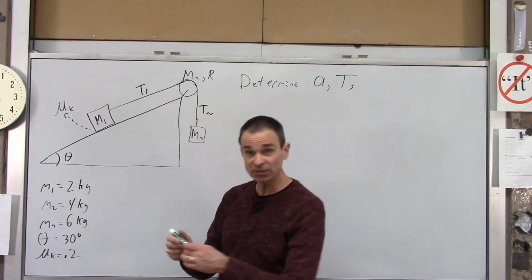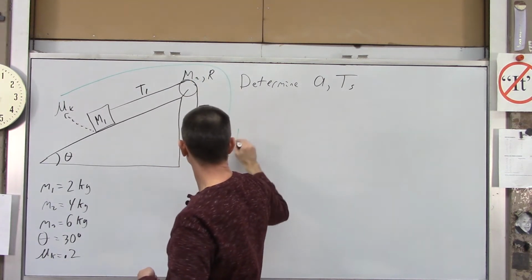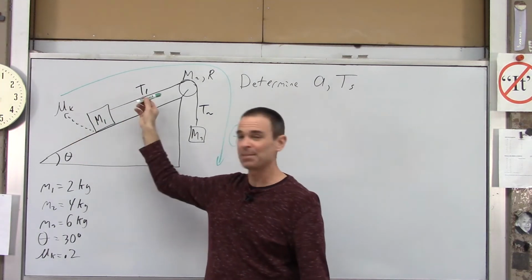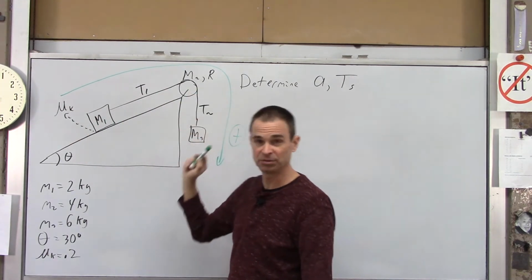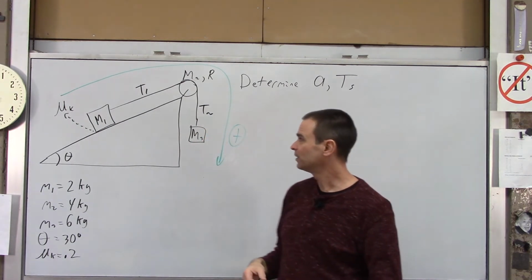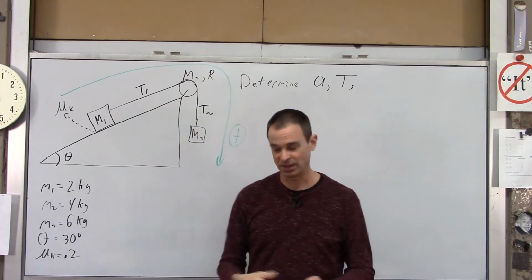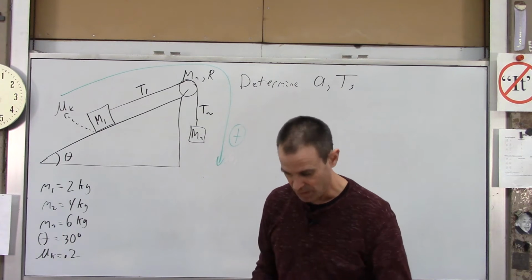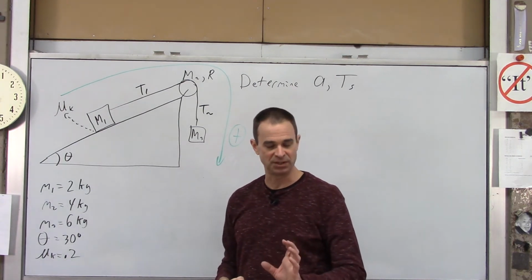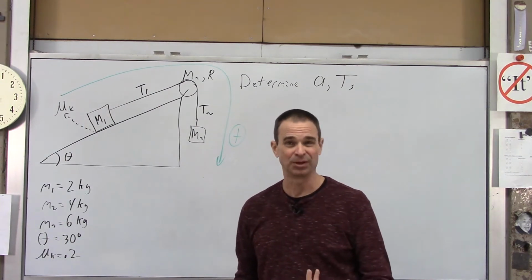So for our system, this is going to be the positive direction, okay? So for M1, up the ramp is positive. For the pulley, clockwise is positive. And for M3, down is positive. So I'm going to draw, there's three objects moving, M1, M2, and M3, so I'm going to draw three FBDs, okay? And this is probably the most important part. If you can accurately draw the FBDs in appropriate form, the rest of the problem is just algebra, okay?